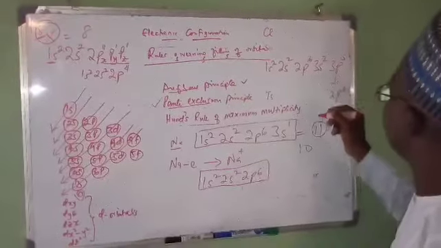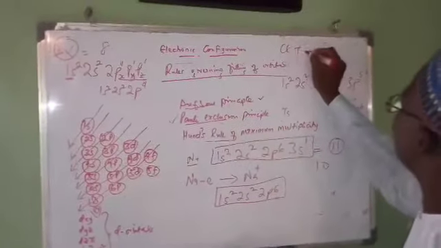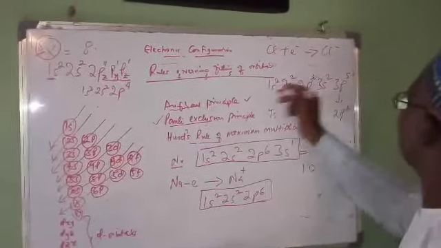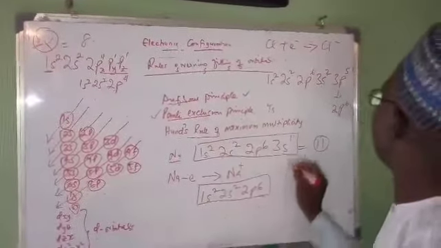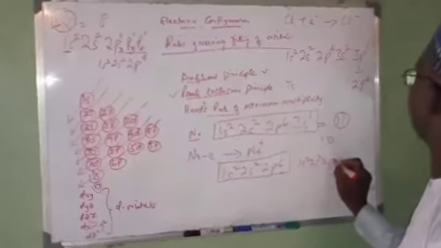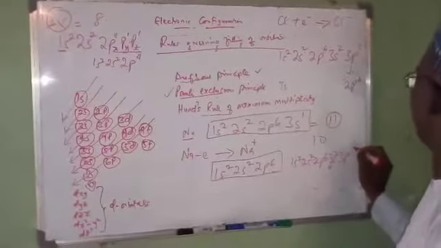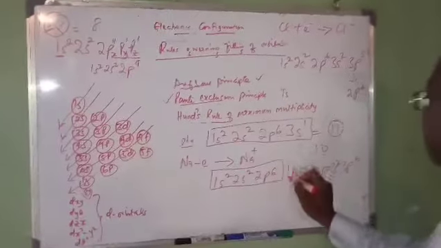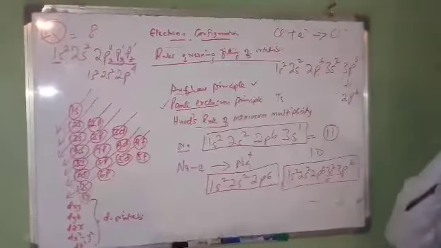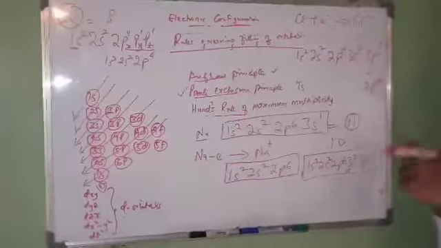So we have to rewrite it. For the chlorine ion, that is chlorine atom plus an electron, it becomes chlorine negative. So you have to rewrite the electronic configuration of the chlorine ion, which is 1s2, 2s2, 2p6, 3s2, 3p. Instead of 5, it becomes 6 because it has gained an additional electron to become a chloride ion.